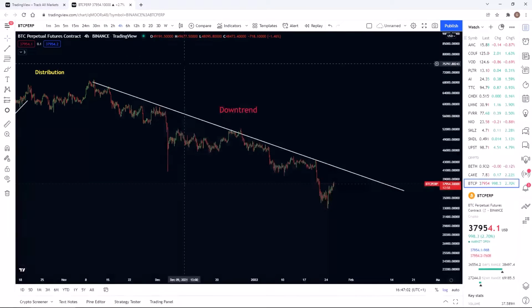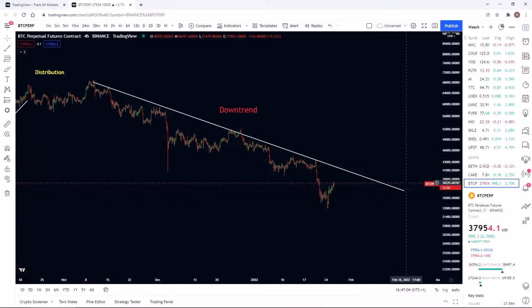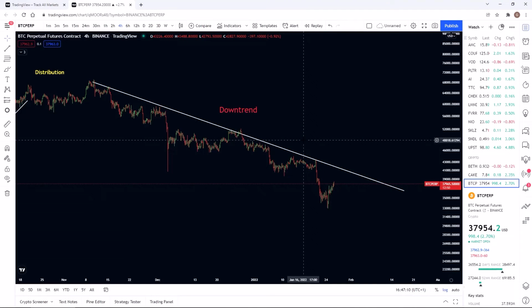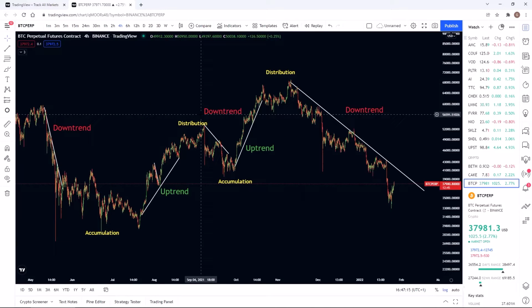Now as you can see, I've already prepared some annotations on the chart to make it easier for you to see what we're looking at. I've labeled all the different phases as well. So let's zoom out a little bit, and at first let's just discuss what everything means.